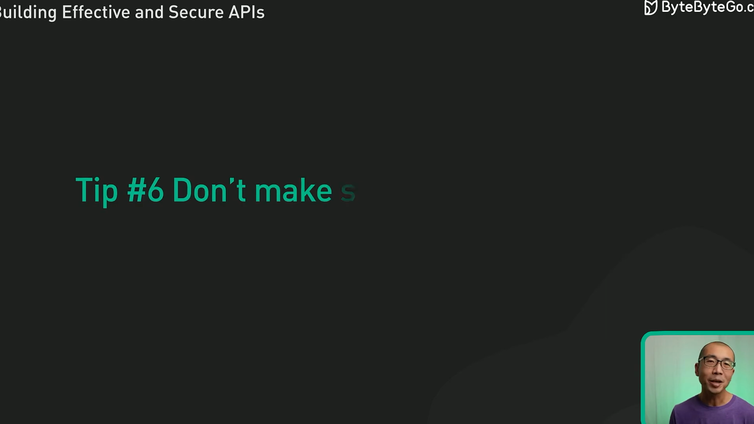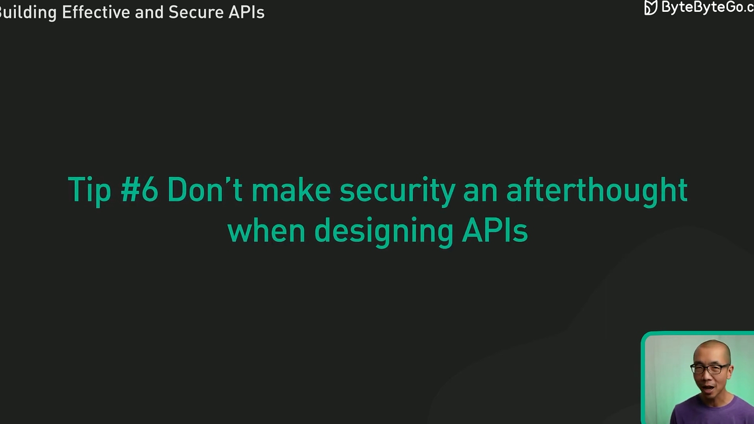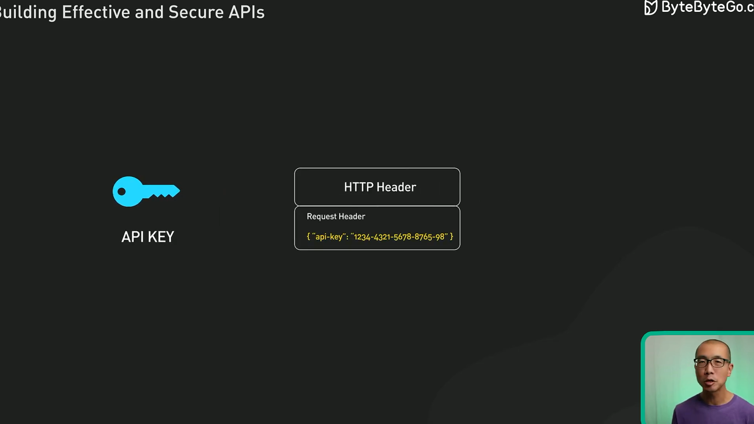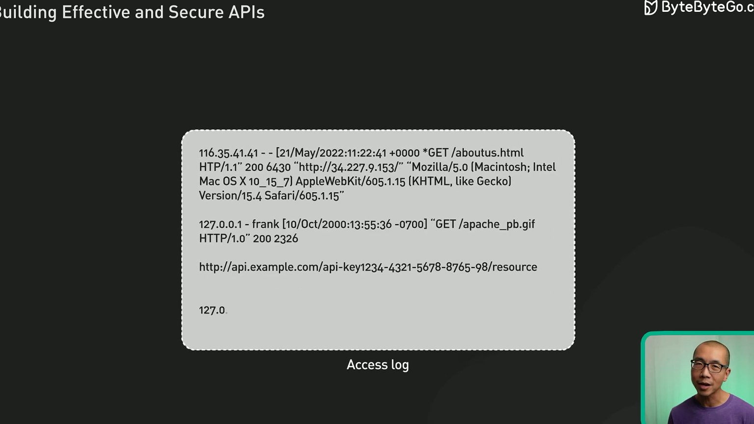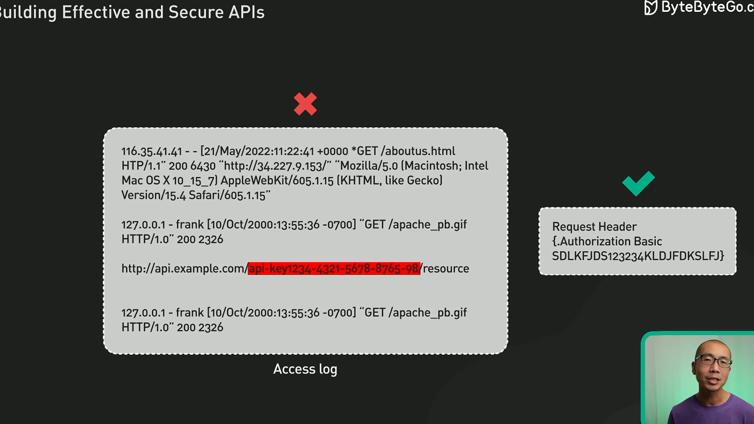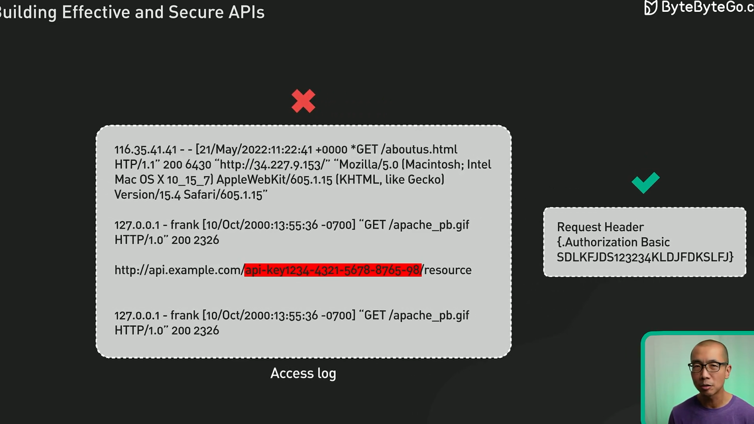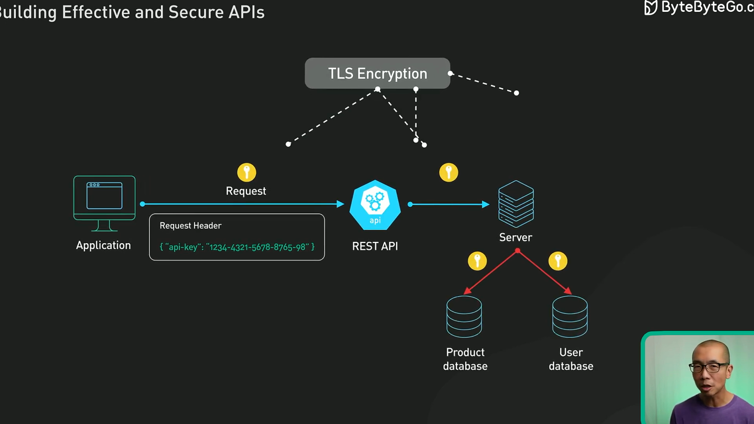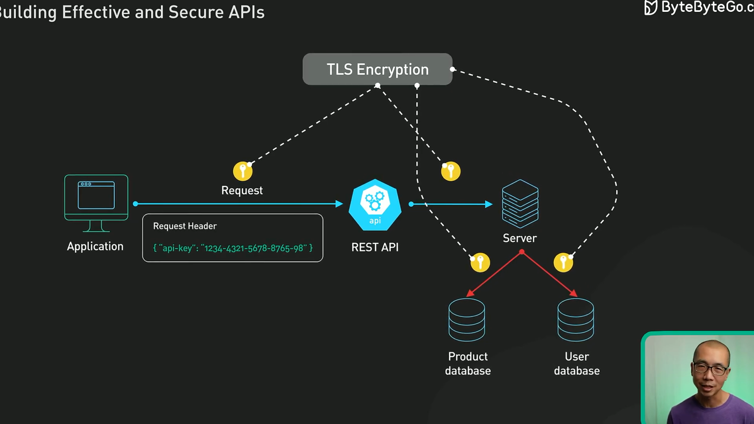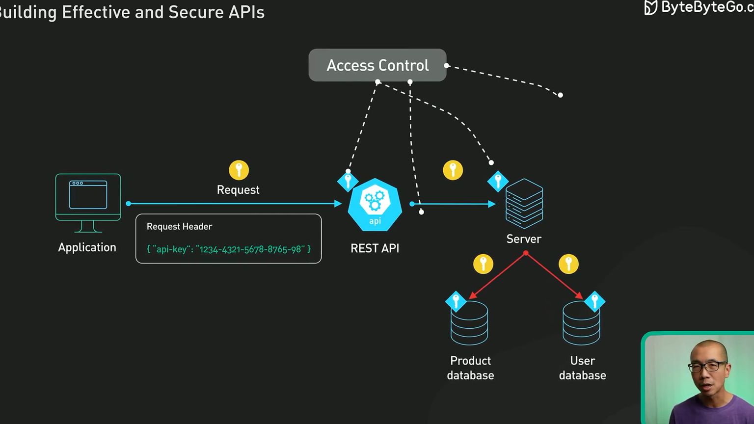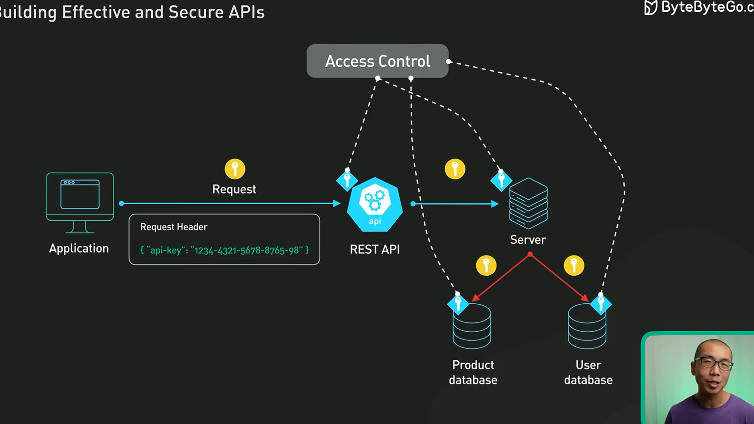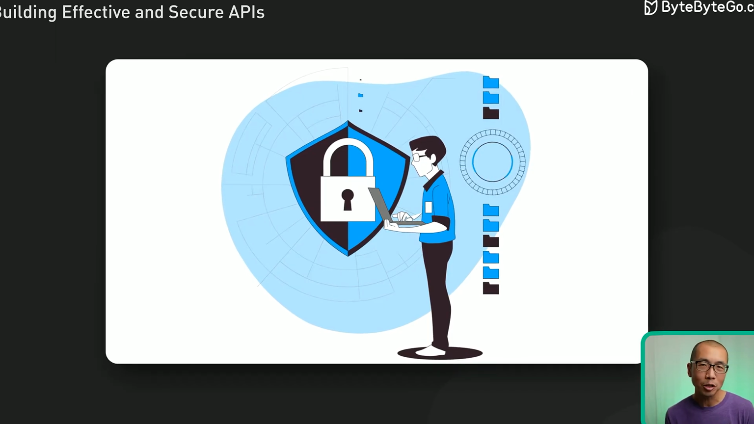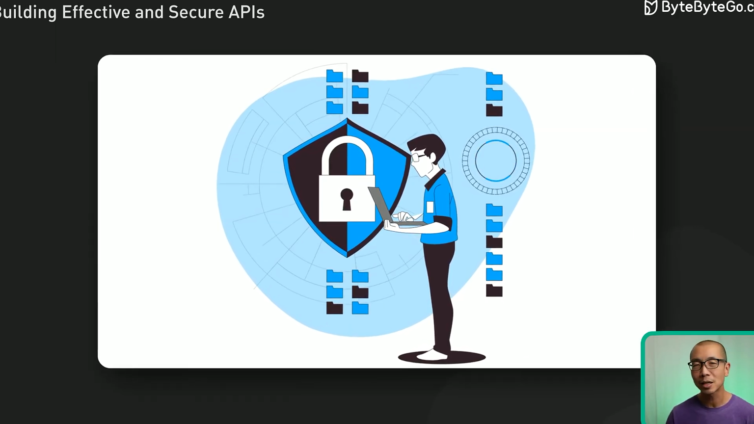Tip number 6. Don't make security an afterthought when designing APIs. For sensitive credentials like API keys, leverage HTTP headers over URLs. URLs get logged in server access logs, exposing secrets in plain text. Headers like Authorization reduce that risk. But headers can still leak upstream, so enforce full TLS encryption for all traffic to shield transmissions end-to-end. Implement robust access controls. Verify keys and tokens on every request before processing. Security is a deep topic. We just scratched the surface. Make sure you keep yourself up to date with the latest best practices.